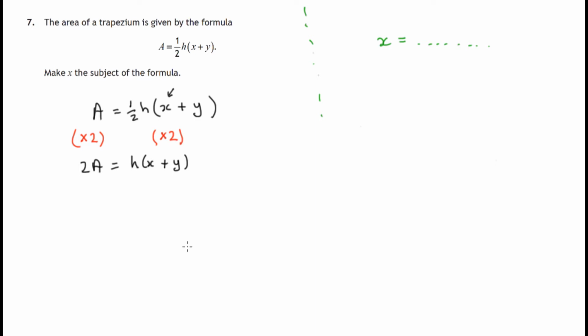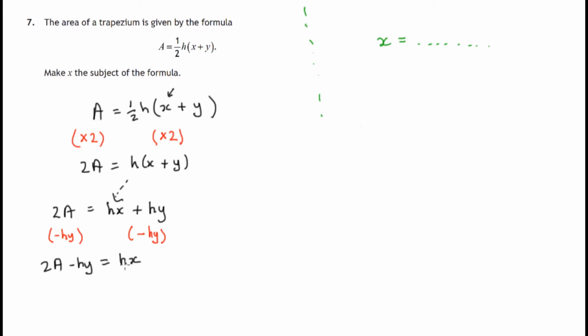Now there are two ways we can proceed. The first way is to get rid of these brackets. Each term inside the bracket gets multiplied by h, so h times x plus h times y. Since our aim is to get x on its own, let's get rid of this add hy by doing the opposite, which is taking away hy. That's the action I'll take on the right hand side, and to balance it I'll do the same on the left hand side. So I get 2a minus hy on the left and h times x on the right.